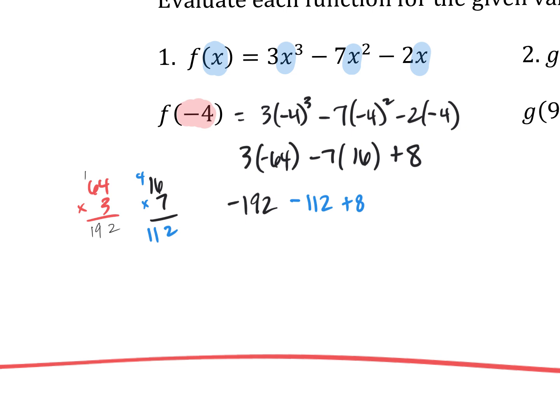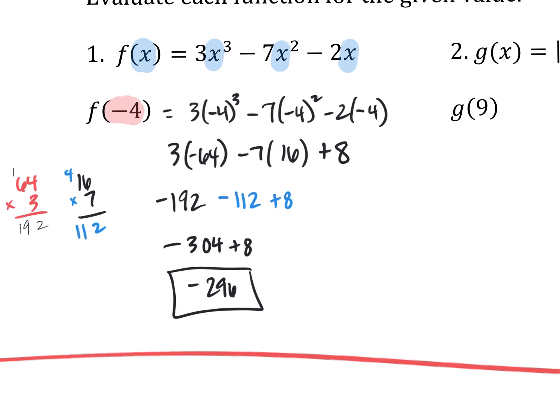Negative 192 minus 112. They're both negative, so I'm basically just going to add them up and put the negative in front. 192 plus 112 is 304. Negative 304. Add 8: negative 296. Good job. Would I ever give that to you on a quiz without a calculator? No. I'm just doing it together because it's good for our brain.